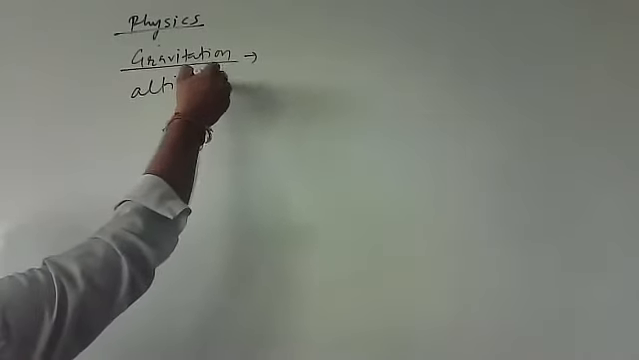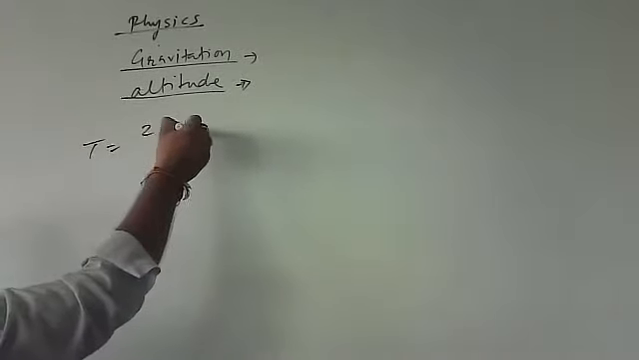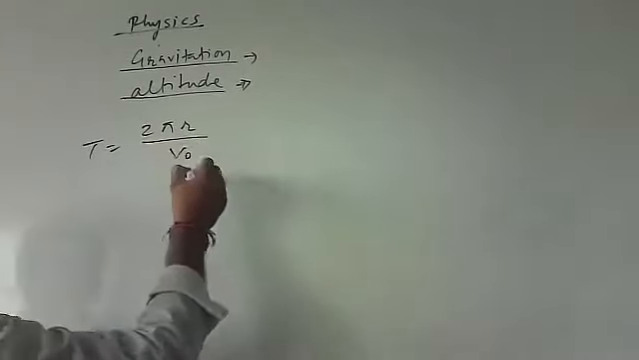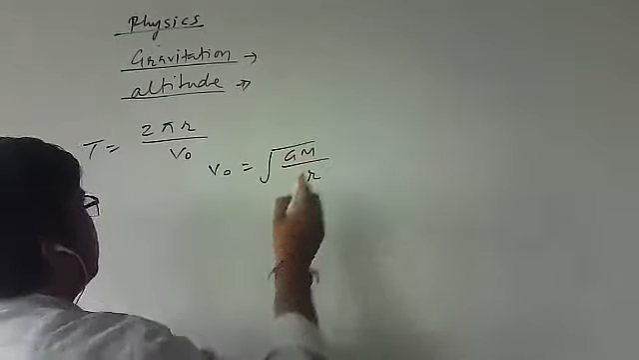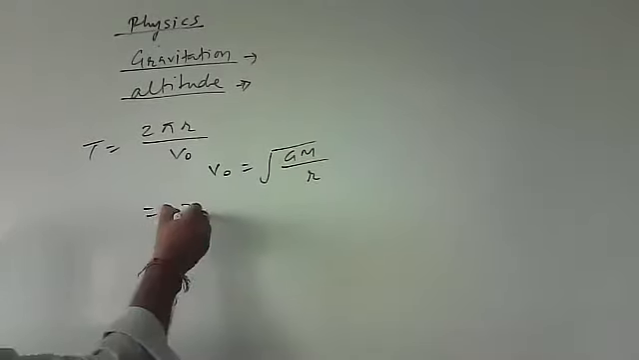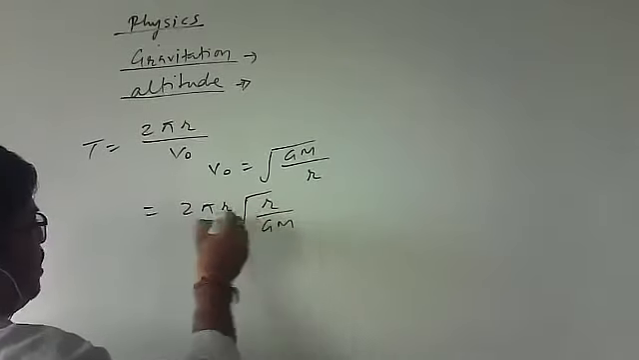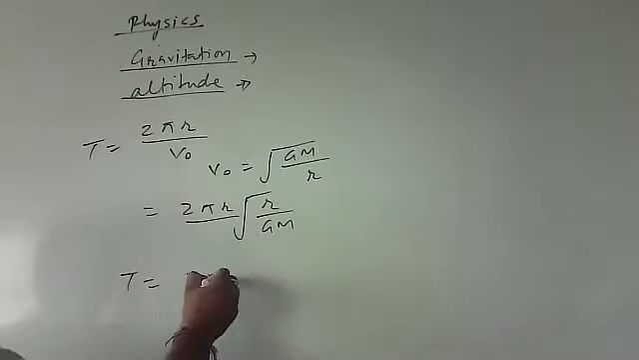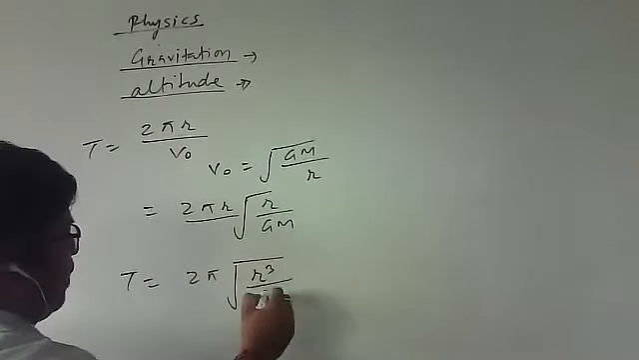We have discussed the time period of a satellite also. In the expression of time period, we discussed that T is equal to 2 pi r upon V. V is the orbital velocity, and we discussed that orbital velocity is equal to root GM upon r. That means in 2 pi r, I will utilize here r divided by root GM. Then you will get T is equal to 2 pi root r cube divided by GM.